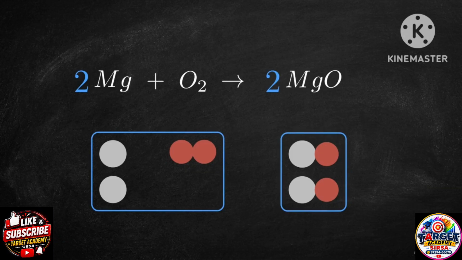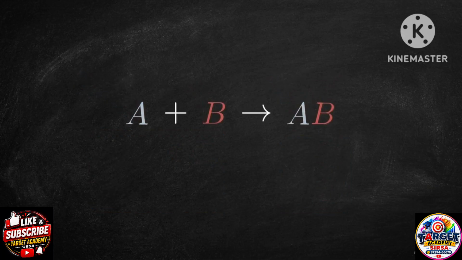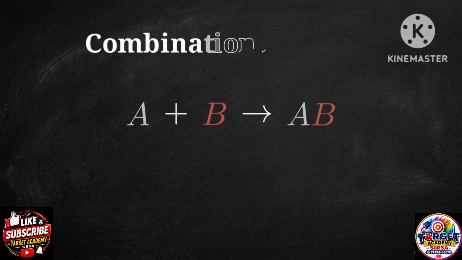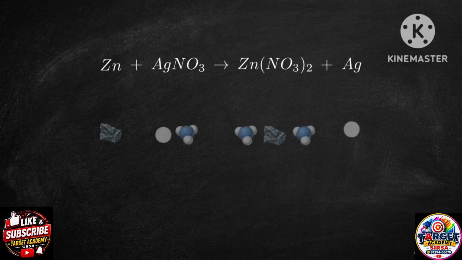By tracking the atoms, we also reveal the nature of the reaction. Because 2 separate substances combine to form a single larger molecule, this is a combination reaction, fitting the structure A plus B yields AB. And because the magnesium achieved this through the gain of oxygen, it is specifically classified as an oxidation event. This animated diagram shows a more complex reaction.